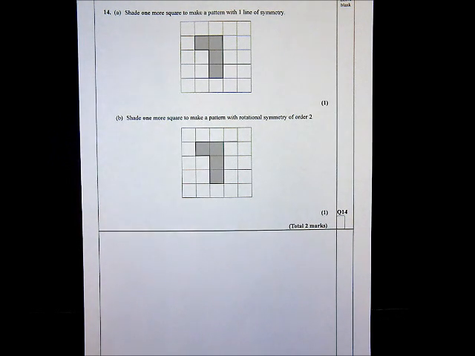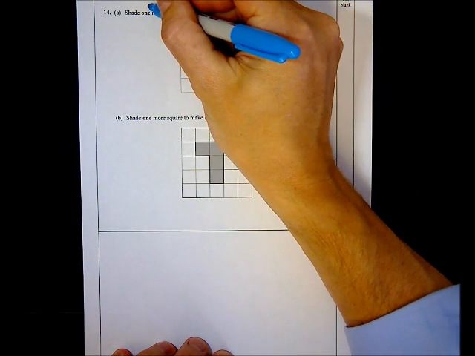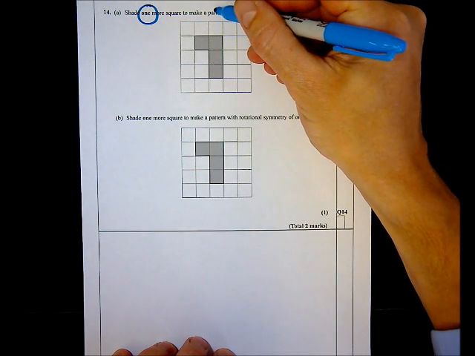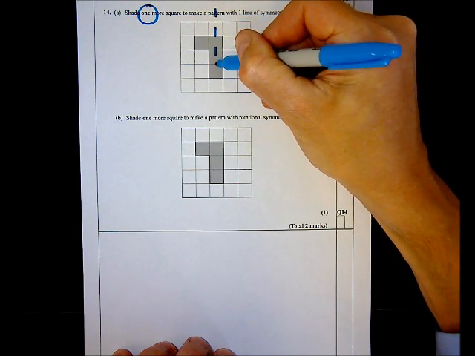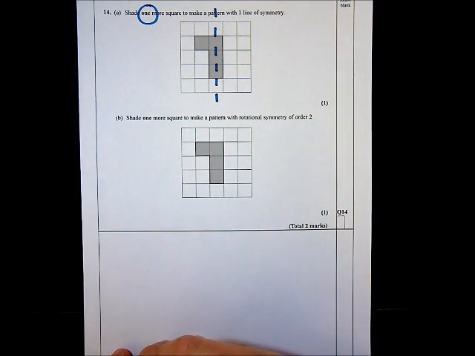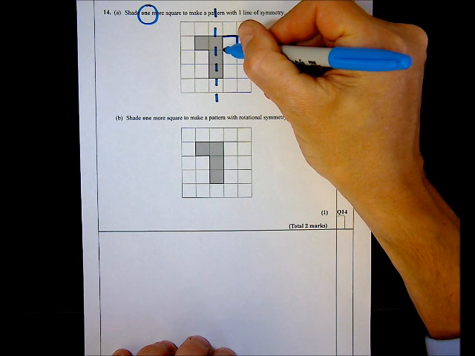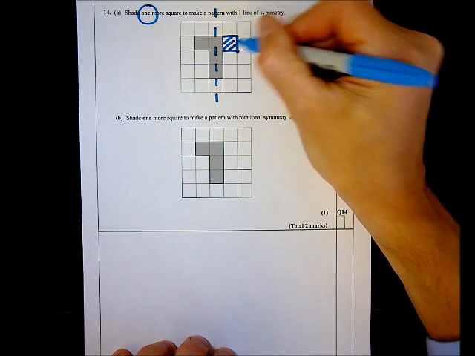On question 14, I'm asked to shade one more square to make a pattern with one line of symmetry, so I want one more square. Now I've got a couple of ways of making lines of symmetry, but in this instance I'm going to take the line of symmetry to be vertical straight down my shape, and from that I can see that I am missing this square on the right hand side.